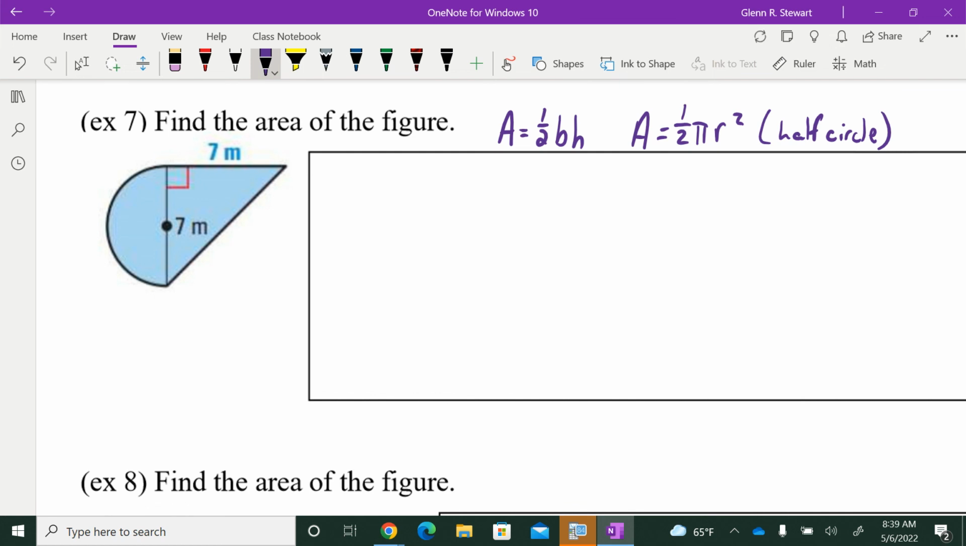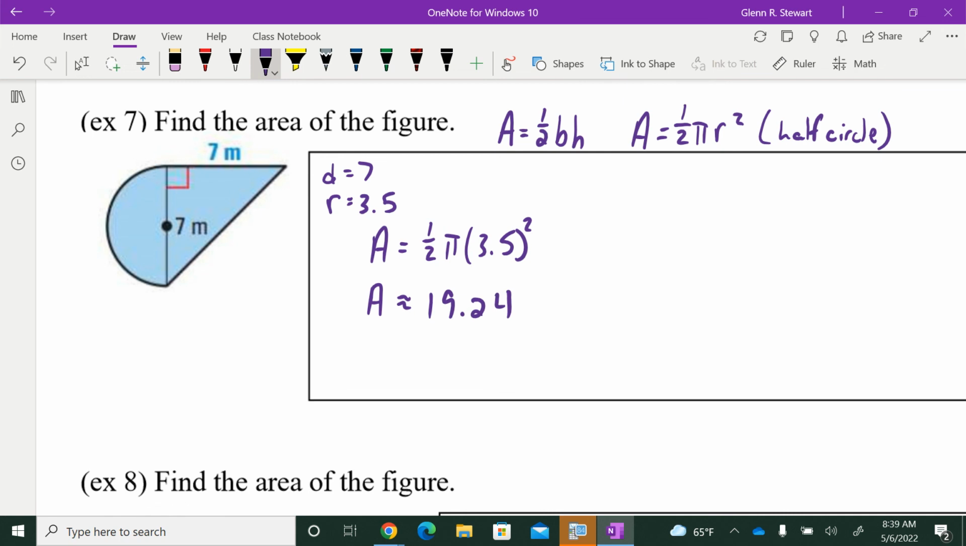So I guess a couple things that we need to probably know. We need to know the radius. So we know that the diameter is 7. So the radius is half of that, which would be 3.5. So area is equal to 1/2 pi times 3.5 squared. So this would give us a semicircle to be approximately 19.24.